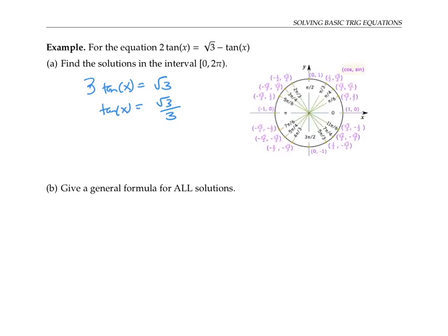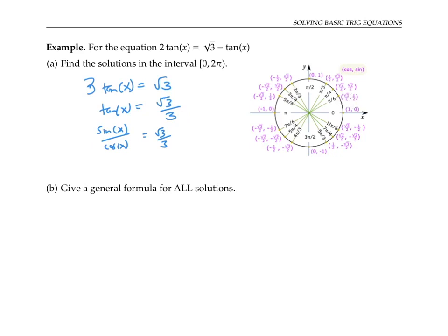Recall that tan x is sine x over cosine x, so I'm looking for angles on the unit circle between 0 and 2 pi where the ratio of sine over cosine will give me square root of 3 over 3. I actually only need to look in the first quadrant and the third quadrant, because those are the quadrants where tangent is positive. And I really only need to look at angles whose either sine or cosine has a square root of 3 in it.